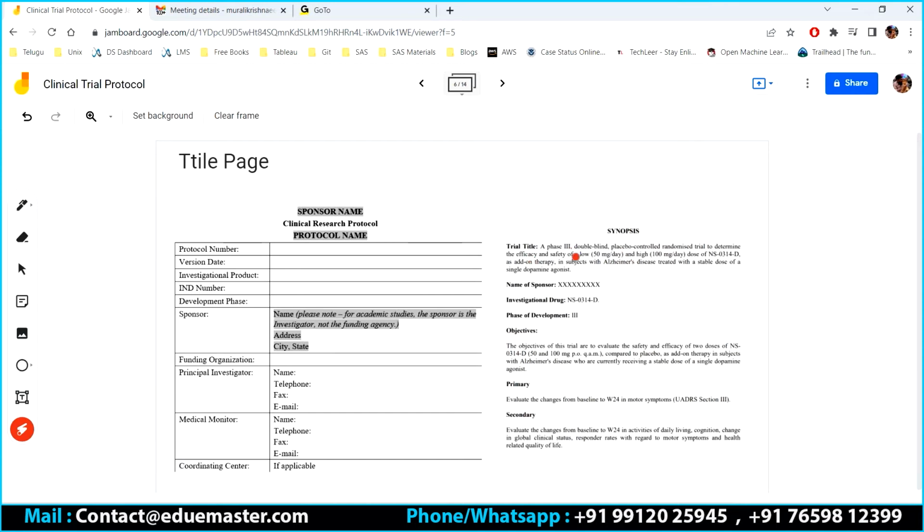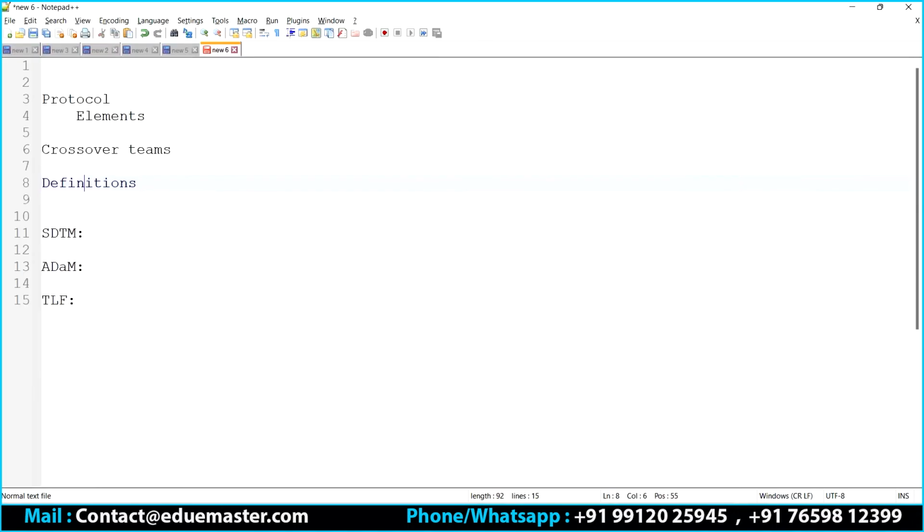Agonist. Okay, first I'll tell you what we need to understand from this. Phase 3 we know, right? This is nothing but the phase 3. You can see the double blinded. So there are 3 types of blinding. Blinding is nothing but masking. Anyways, I'm going to discuss that as part of these definitions.